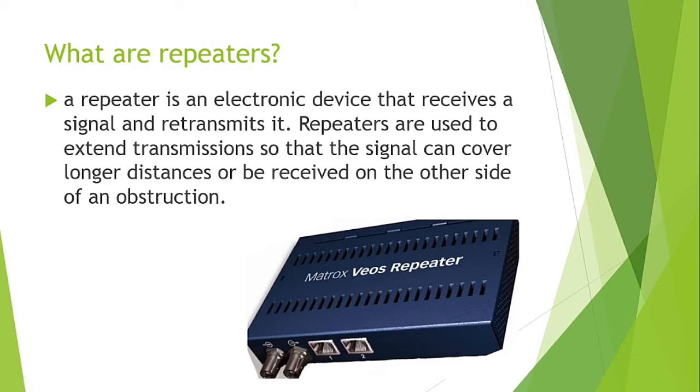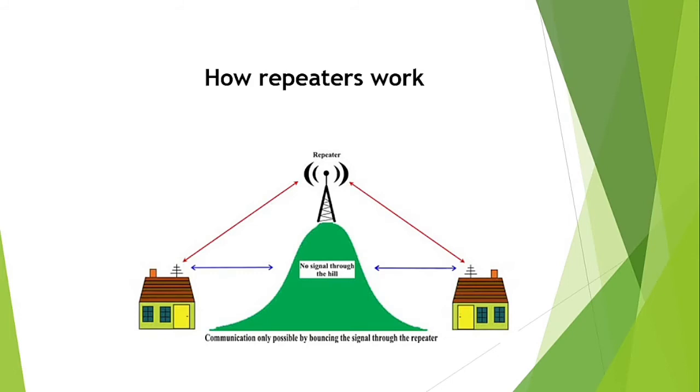So, the continuation of the report. What are repeaters? In telecommunications, a repeater is an electronic device that receives a signal and transmits it. Repeaters are used to extend transmissions so that signals can cover longer distances or be received on the other side of an obstruction. This illustration shows how repeaters work. They transfer signals from point A to point B, and with a hill as an obstruction, they can bounce the signal off at another range in order for point B to receive it.